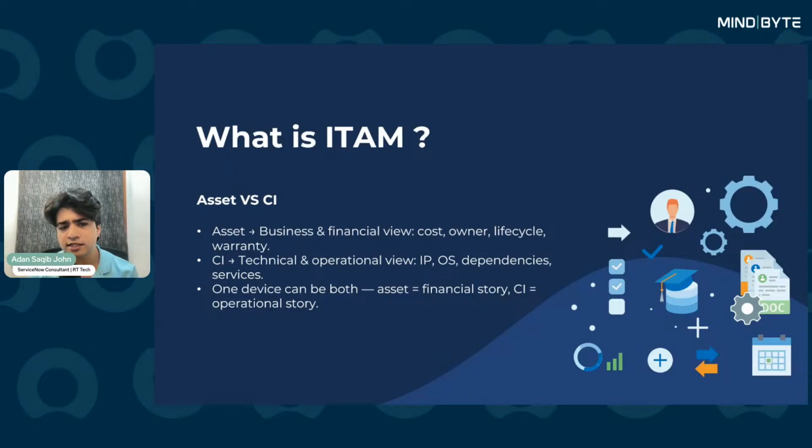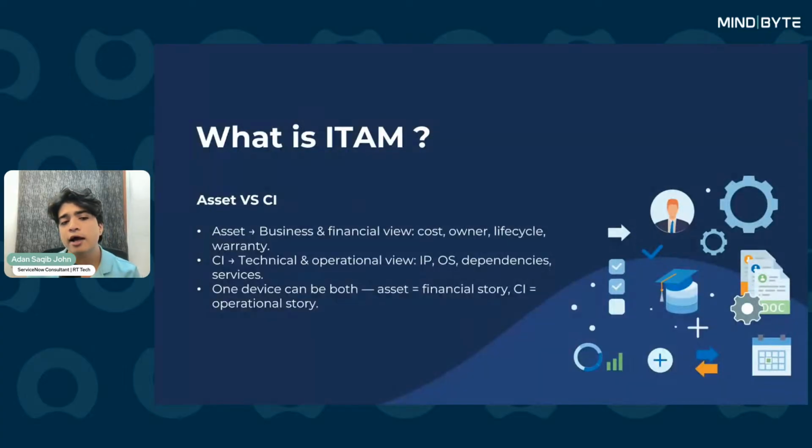Take a laptop as an asset. It would tell you who the laptop is assigned to, how much it costs, when it would need replacing, and what budget it came from. That's the kind of data that's stored in an asset record.